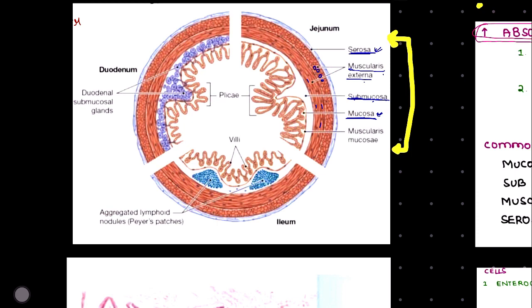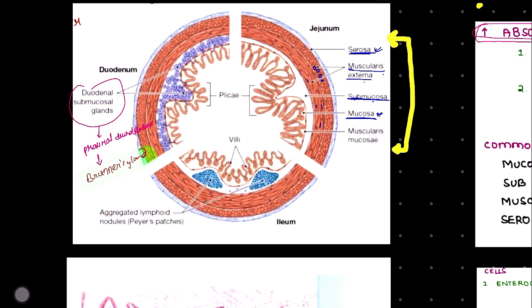These duodenal submucosal glands are present in the proximal duodenum. What are they called? These are called Brunner's glands. We'll go into detail sometime later. Brunner's glands are the exclusive feature of the duodenum. So, talking about the histology of the duodenum, this is the most important thing we need to mention in any case.